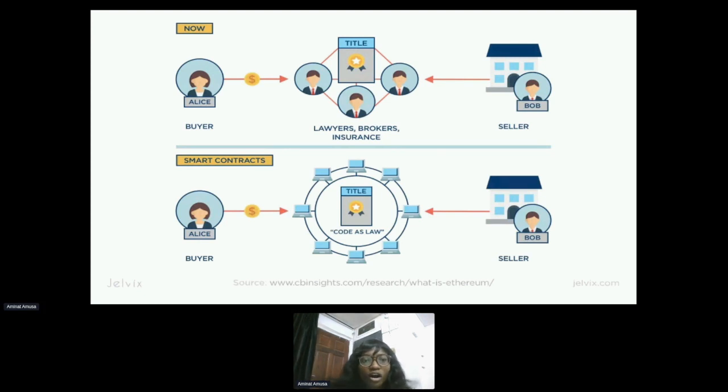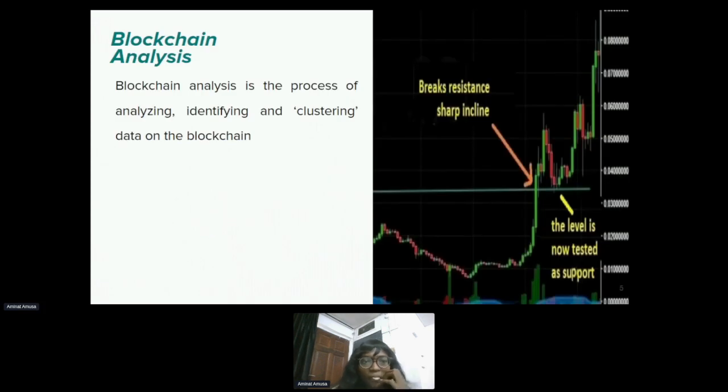So, blockchain analysis. What do you mean by analyzing data on the blockchain? What do you mean by blockchain analysis? So, blockchain analysis is the process of collecting, analyzing, identifying, and also gaining insights from data on the blockchain.